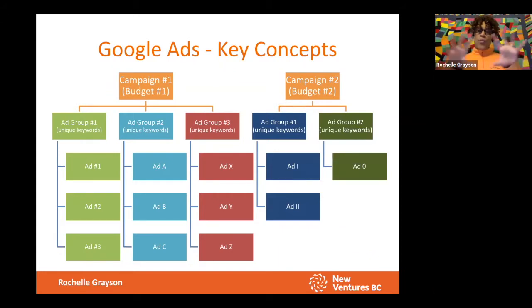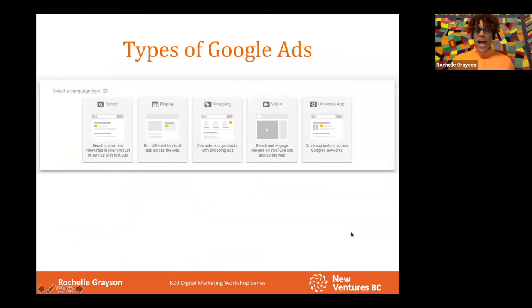But these are words that you will start seeing. And a visual is really good because Google will ask you almost like an Excel spreadsheet, what's your campaign name? What's your ad group name? What's your ad name, right? And so I just wanted to make this very clear, where they live and what they belong to. So now that we've talked about Google Ads and key concepts, what kind of ads does Google actually offer you?